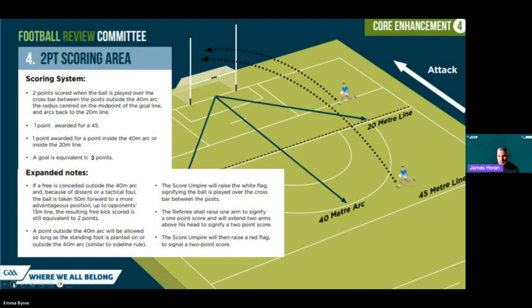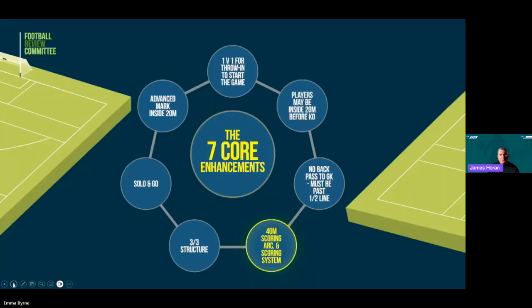But as the free was initially conceded outside the 40-meter arc, he had the option to bring it to the 40-meter arc, and he took the 2 point option from there. So again, you're going to see that throughout the games. I think that's the key part of it, I think, Jack.